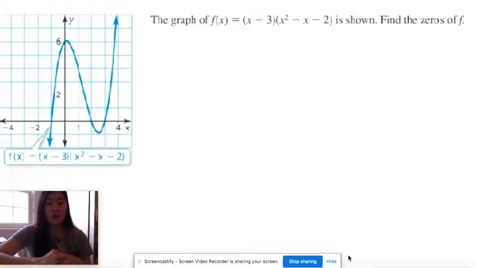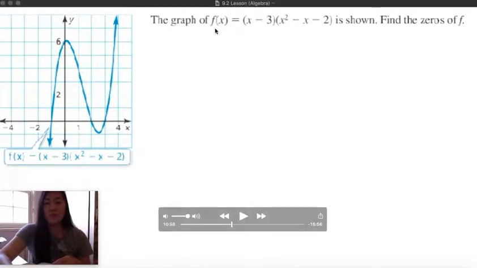So on the screen, we have a cubic function this time, not a quadratic function, a cubic function. And cubic functions always have three roots because it's cubed, right? The highest degree of the polynomial is the third power. So as you can see, we have the graph of f of x. And if you were to FOIL or distribute this and multiply, you will get the degree of the polynomial of 3. I want you to find the zeros of the f.